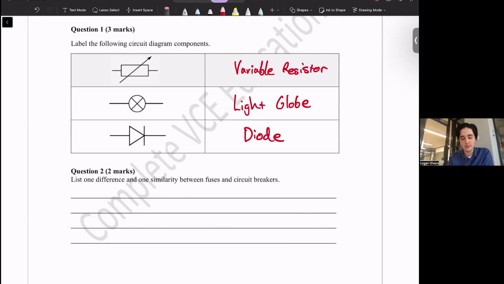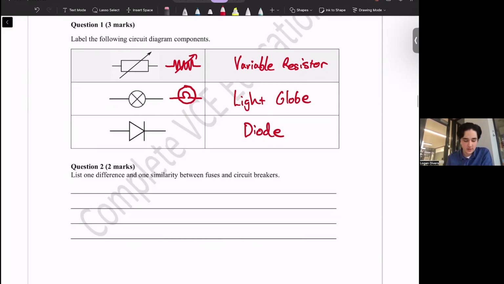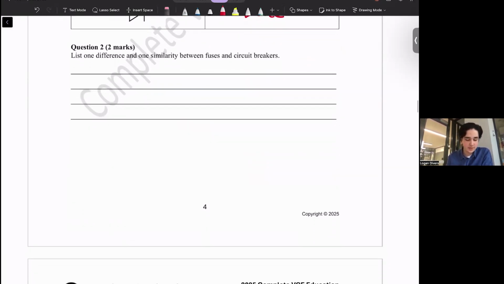So, on the light globe, actually, there is another symbol that is sometimes more commonly used, that you might have seen before. It's the ohm symbol with a circle around it. That can also be a light globe as well. Both of them are correct. It's in the same sense as how a variable resistor can look like that too, but you won't commonly see that because it's an absolute mess of lines. The diode, unfortunately, always stays the same. There's nothing different about that. So, moving on to the next question.